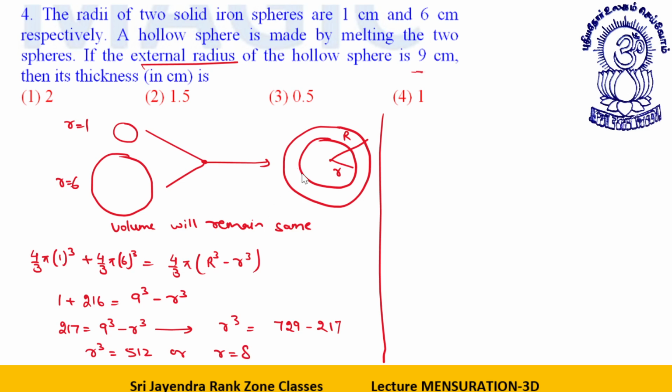Fine, one thing is clear to all of us: this r is equal to 8. What is the thickness now? Thickness will be capital R minus r, or 9 minus 8, that is 1 centimeter. Option number 4 is your answer. Fine, dear students, let's move ahead.